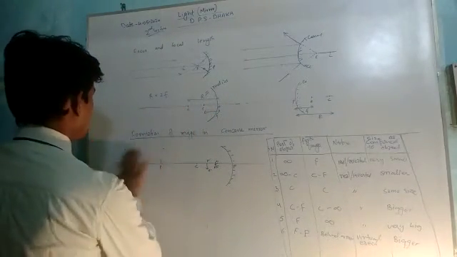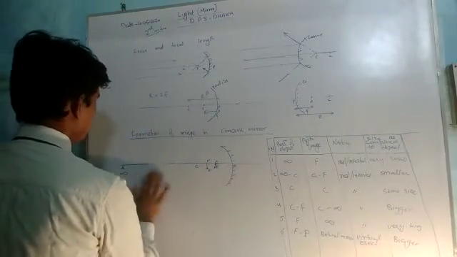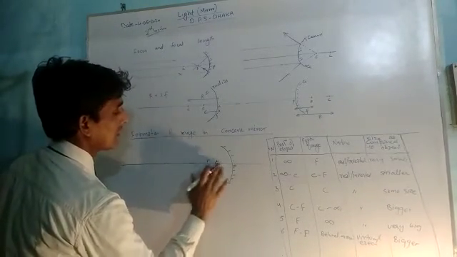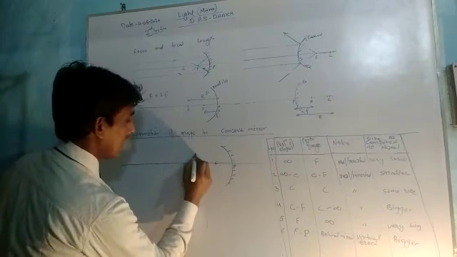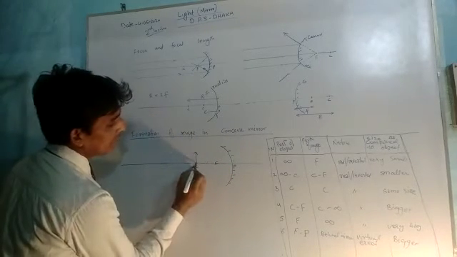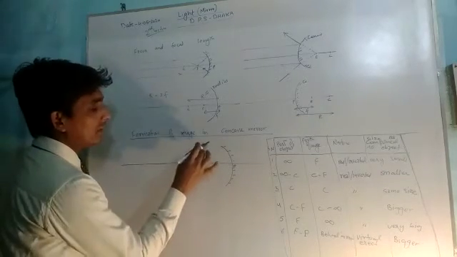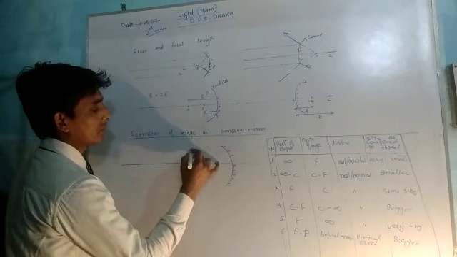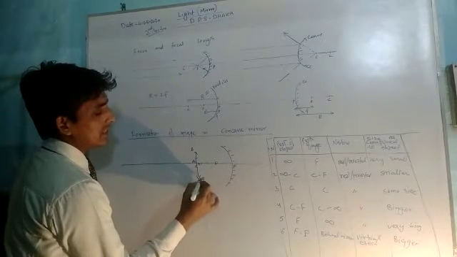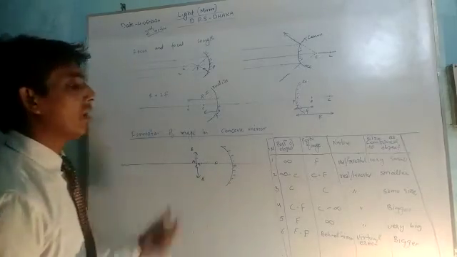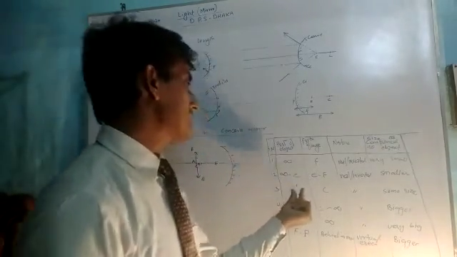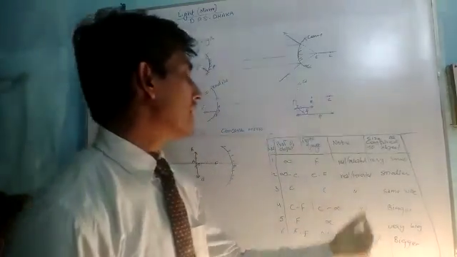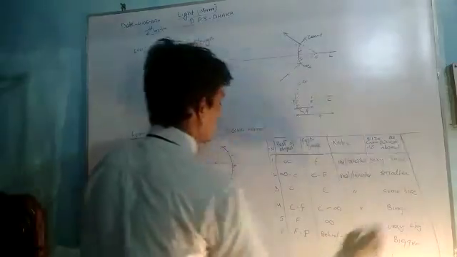Similarly, if you place the object, suppose I am erasing these things, if you are placing any object at C, the image will be formed at C itself, and it will be of the same size as that of the object. Suppose this is any object AB, the image will be A dash, B dash, and of the same size as that of the object. So if the position of the object is C, the position of the image will be C, and the nature of the image will be real and inverted, and the size of the image will be the same size.